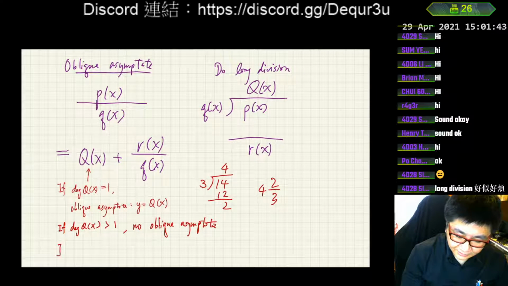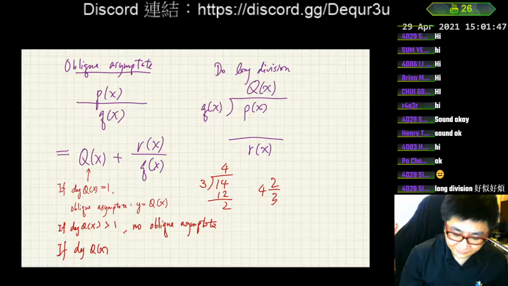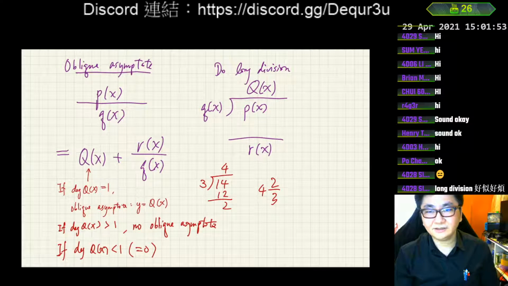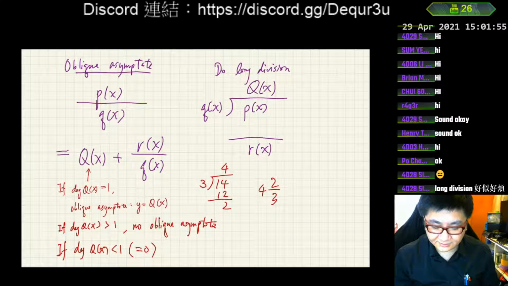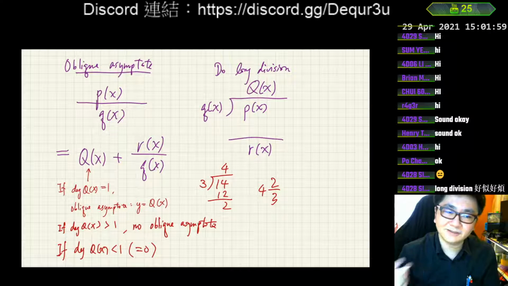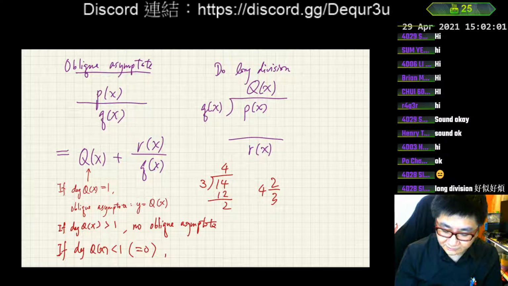And finally, if the quotient degree is smaller than 1, that means it is equal to 0. If the quotient is degree 0, then in fact we still have some asymptote, but in this case it is not oblique. The asymptote is horizontal.